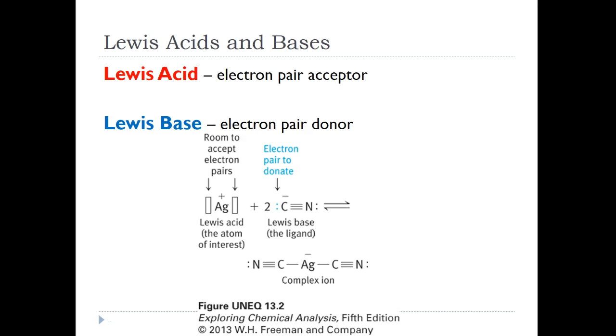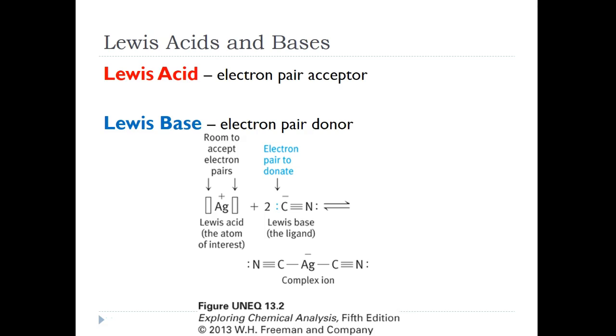Remember those individual dots? Those are lone pair electrons that are not in bonds, not being shared by anything, only on the carbon atom. In the products, carbon is now sharing those electrons with the silver. So it's donating the electrons. Now it's not giving them up completely, it's just sharing them. It's now no longer the only owner of those electrons.